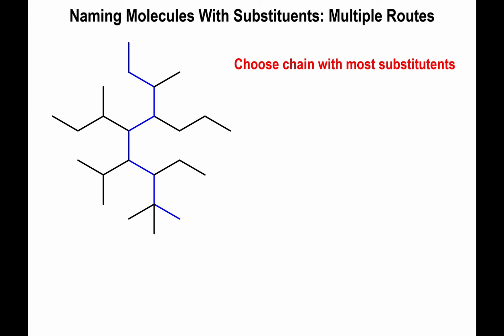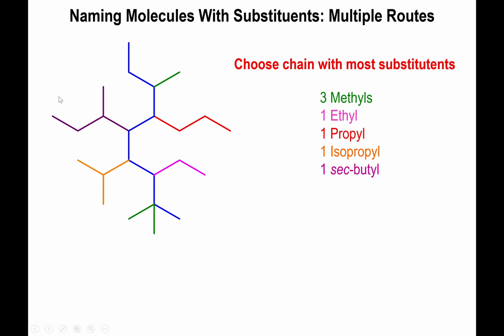Everything else sticking out of it is nothing more than substituents. So looking at this, we have 1, 2, and 3 methyl groups. We also have an ethyl group sticking out of the blue chain. We have a propyl group up here and an isopropyl group down there. And finally, we have 4 carbons attaching in a linear fashion, and we're attaching from the middle. This is your sec-butyl group. So 1 sec-butyl.